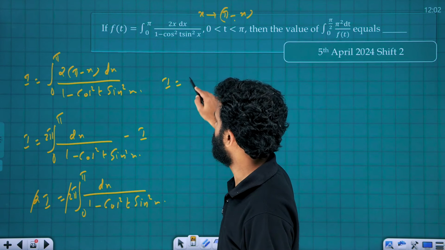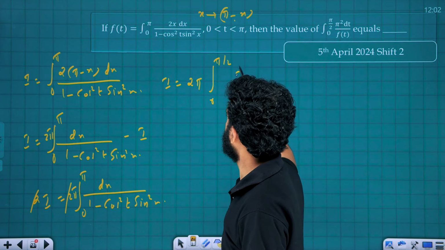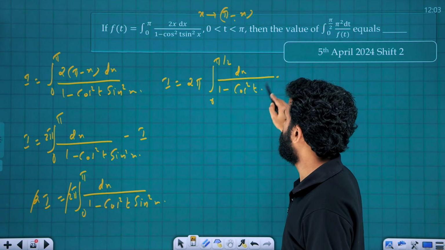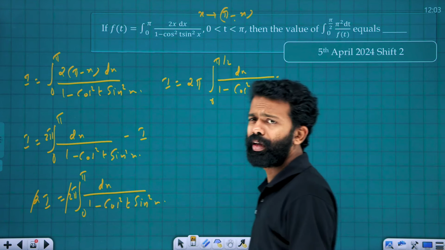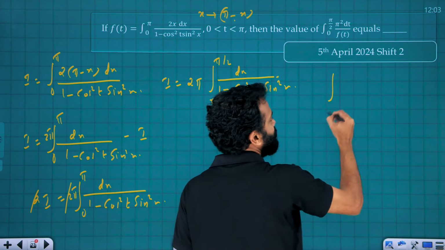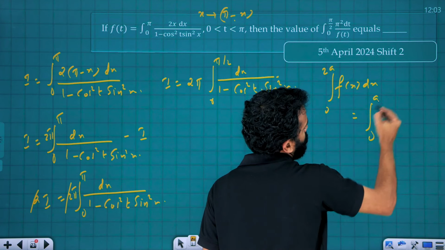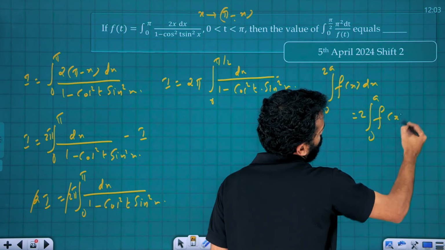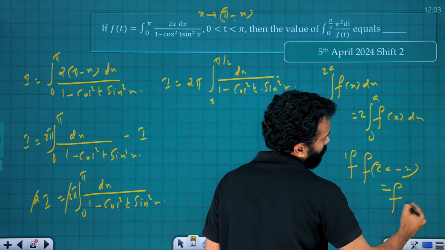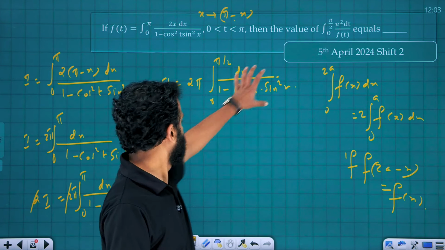I is equal to, we can apply another 2 pi over here. It will be integral 0 to pi by 2 dx divided by 1 minus cos square t into sin square x. So, why this step I have used here? It is like integral 0 to 2a f of x dx is equal to 2 times integral 0 to a f of x dx if f of 2a minus x is equal to what? f of x. Okay, another property we have used here. So, it is like this is f of x. This is f of x.